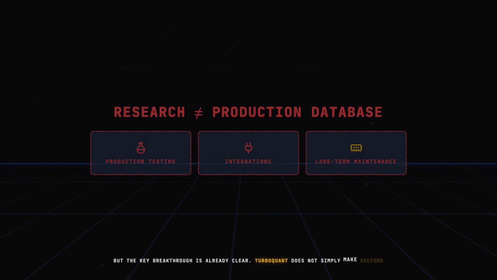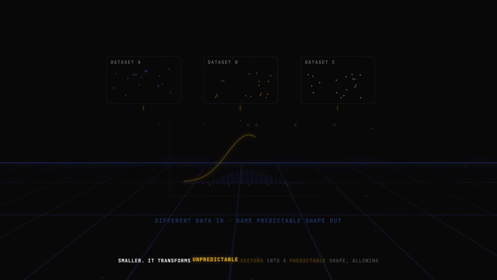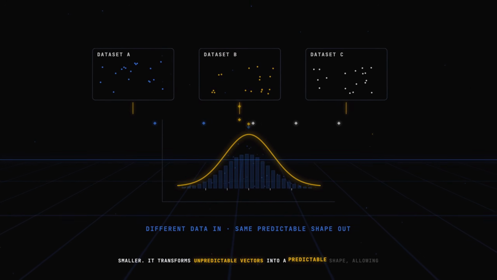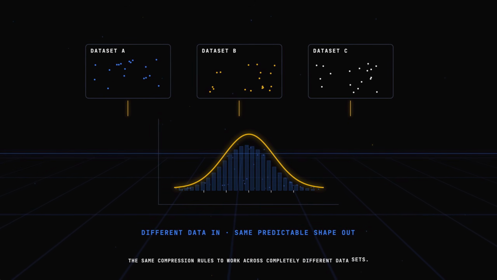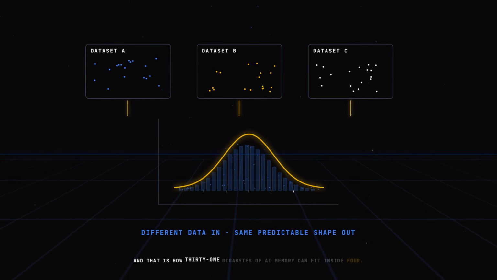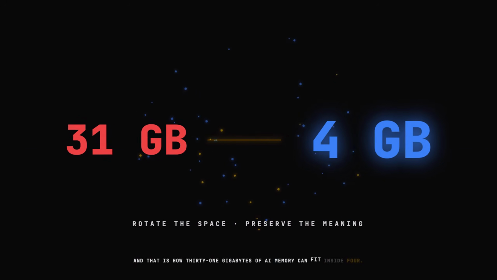TurboQuant does not simply make vectors smaller. It transforms unpredictable vectors into a predictable shape, allowing the same compression rules to work across completely different datasets. And that is how 31 gigabytes of AI memory can fit inside 4.